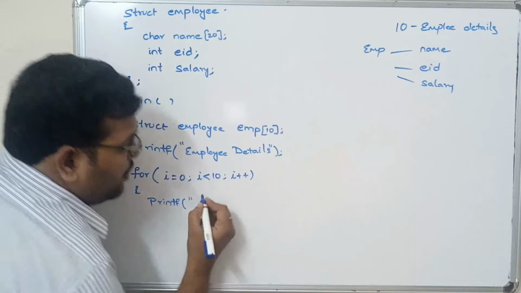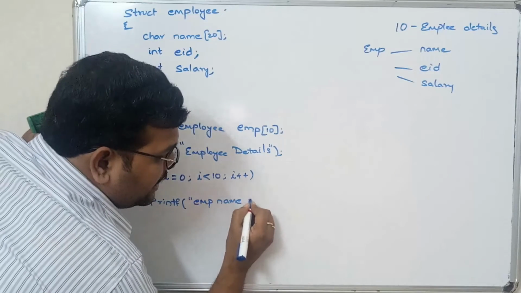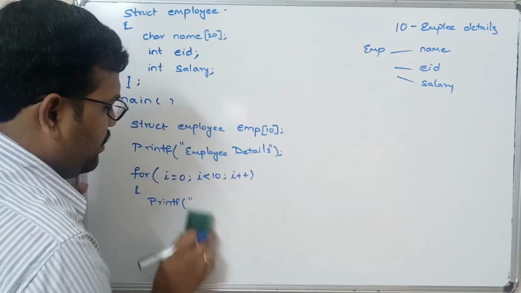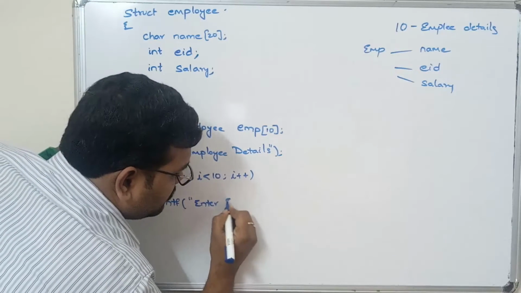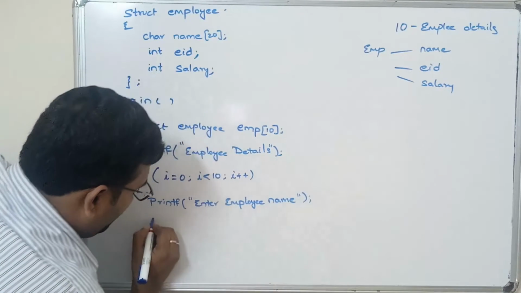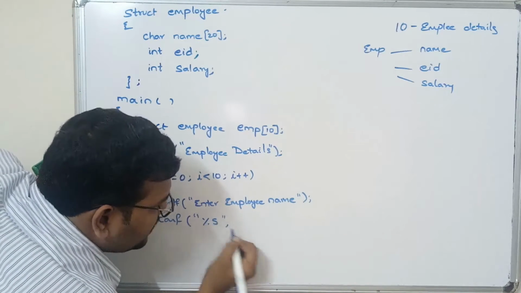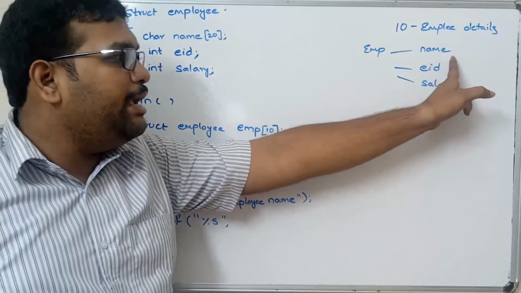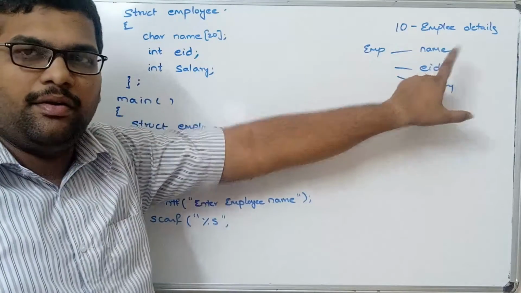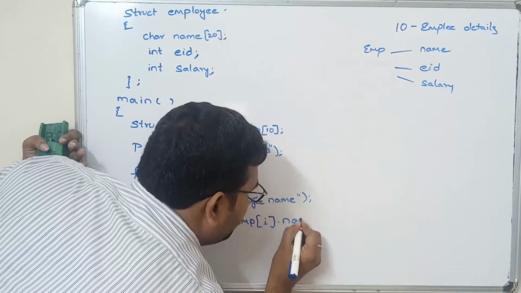Printf enter employee name. scanf. So in order to read that, we have to write employee name, that is percentage s, and in order to access the name, that is a member of a structure, we have to use a structure variable dot member. That means EMP of I dot name.